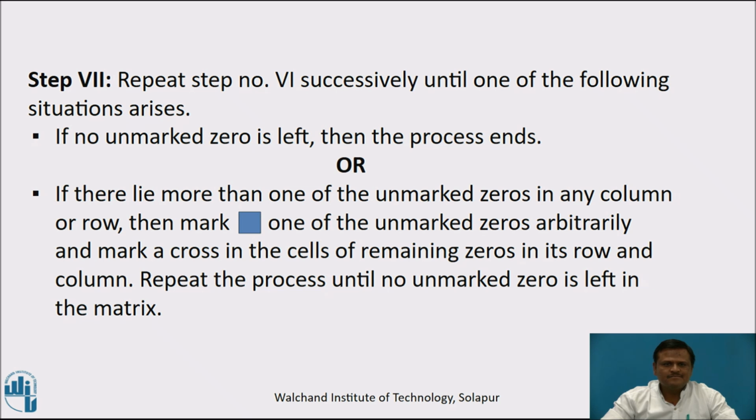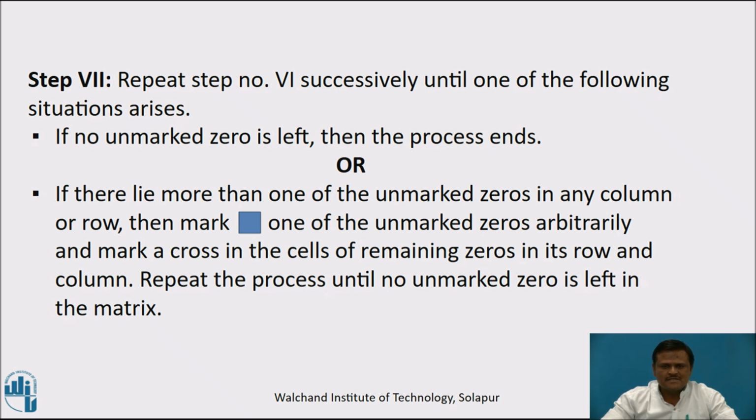Now step number 7. In this step, we are going to repeat step number 6 successively until one of the following situations arises. Either we get no unmarked zeros left, then the process ends, or, if there are more than one unmarked zeros in any column or row, then mark a rectangle symbol on one of the unmarked zeros arbitrarily and mark a cross in the cells of the remaining zeros in its row and column. Repeat the process until no unmarked zero is left in the matrix.